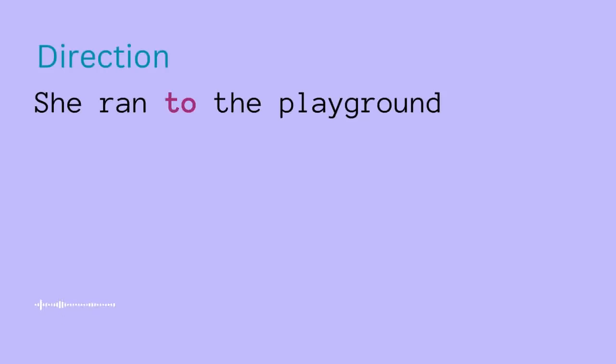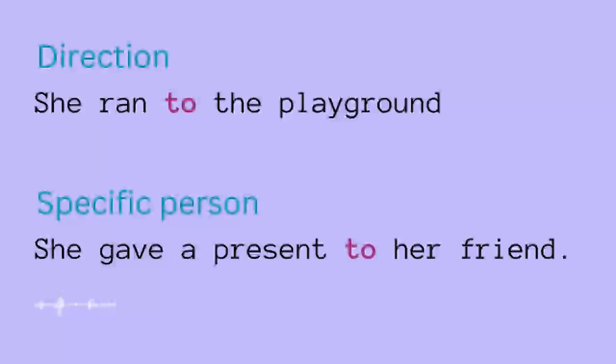So here is a quick summary of what I have just explained. You need to use "to" to speak about different things, like number one, direction. She ran to the playground. So when we talk about directions, we need to use "to". And the second one, when you speak about specific people. She gave a present to her friend. So we are speaking about a specific person.